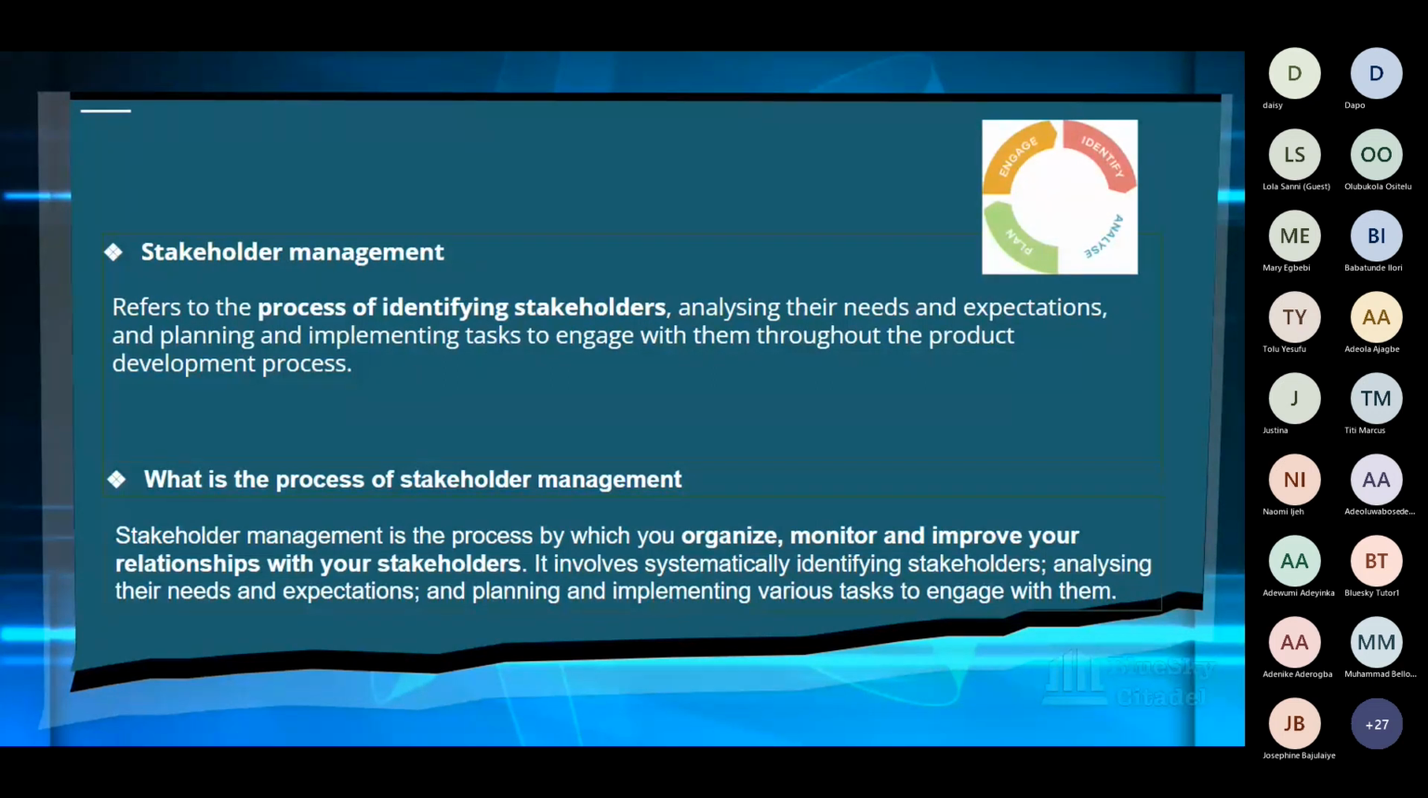Now, understanding that stakeholder management process, as a BA, you want to make sure that you monitor and improve your relationships with your stakeholders. Once you've identified who they are, you understand what their needs are, you understand what their expectations are, you analyze what their needs are, you need to manage that process and understand how to manage that process, how to organize that process, how to monitor that process, how to improve your relationship with those stakeholders, because you would need to have a trusting relationship with them.